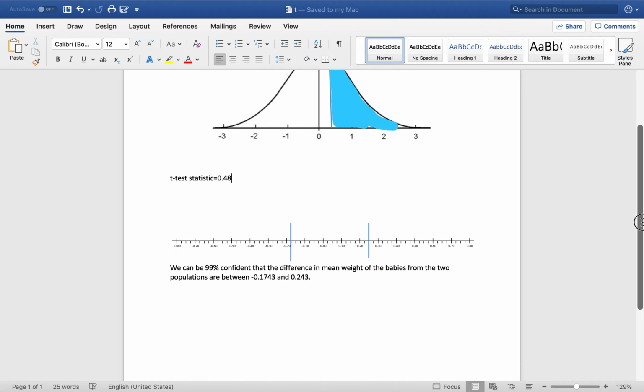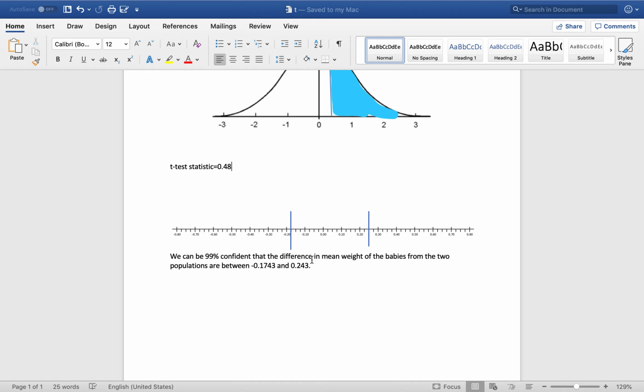And then for my confidence interval, I had it between negative 0.1743 and 0.243. And for my statement, I said we can be 99% confident that the difference in mean weight of the babies from the two populations is between negative 0.1743 and 0.243.